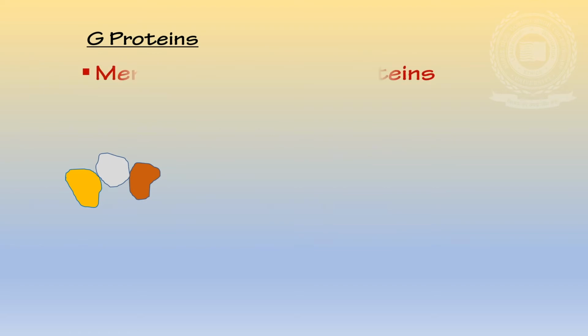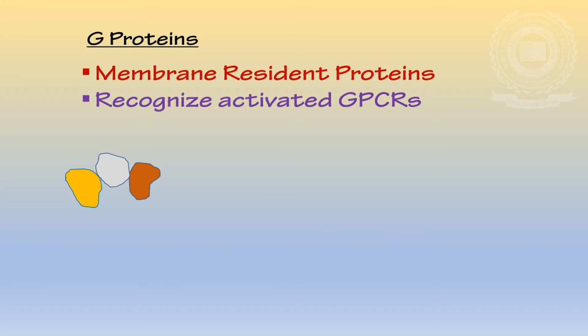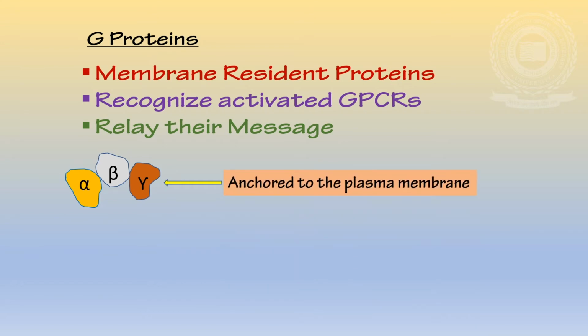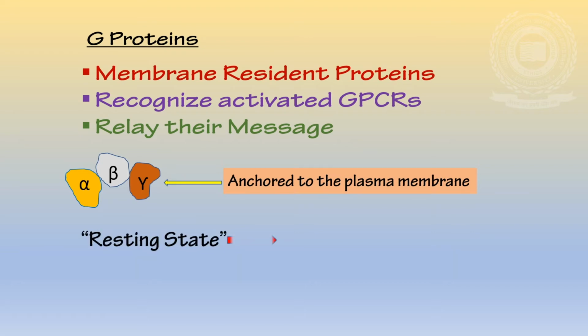G-proteins are a group of membrane resident proteins which recognize the activated GPCRs and relay their messages in order to elicit the cellular effects of the ligand. G-protein consists of 3 subunits, alpha, beta, and gamma. The gamma subunit is anchored to the plasma membrane via a fatty acid chain. In the resting state, G-protein exists as the alpha, beta, gamma trimer, which may or may not be pre-coupled to the receptor. And in the resting state, GDP is bound to the alpha subunit of the G-protein.